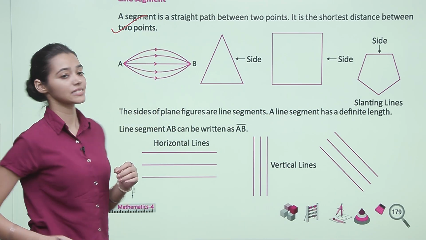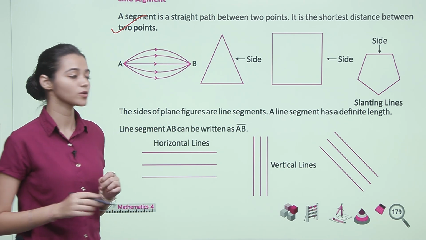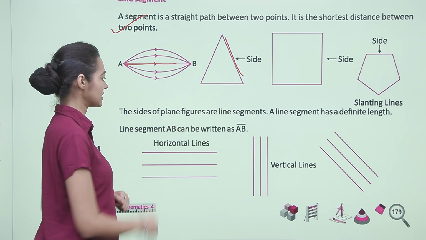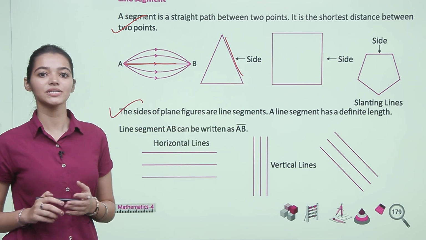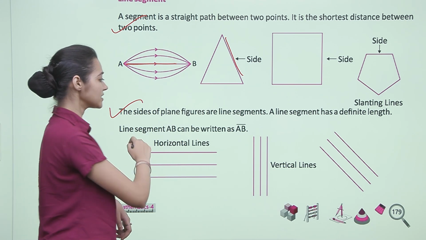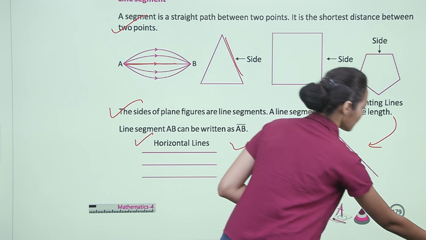Next is our line segment. A line segment is a straight line between 2 points. It is the shortest distance between 2 points. This is a line segment, a side and the slanting lines. The sides of a plane figure are line segments. A line segment has a definite length. Line segment AB can be written like this. These are the horizontal lines, vertical lines and slanting lines.